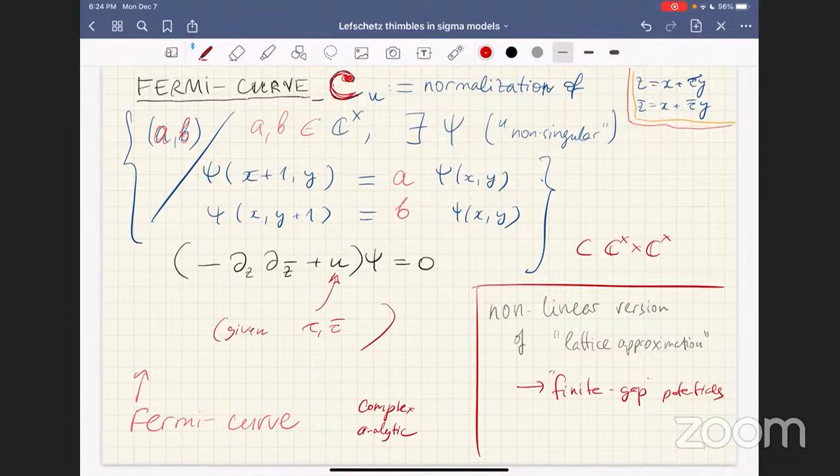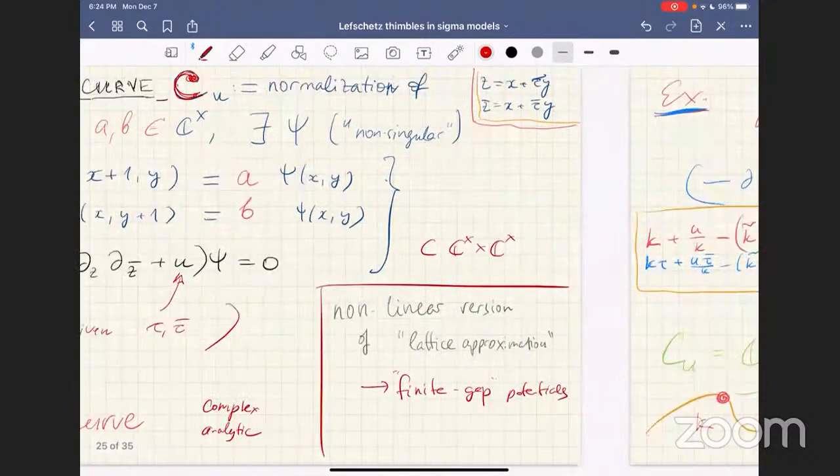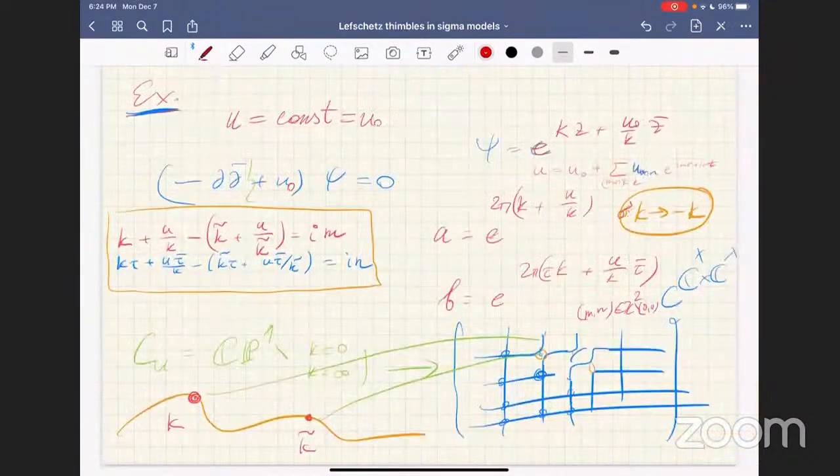But it's also, again, complexification. So A and B are complex numbers here. To get the feeling for what this curve is, let's look at the special case when the potential is a constant. So the potential is just a constant.